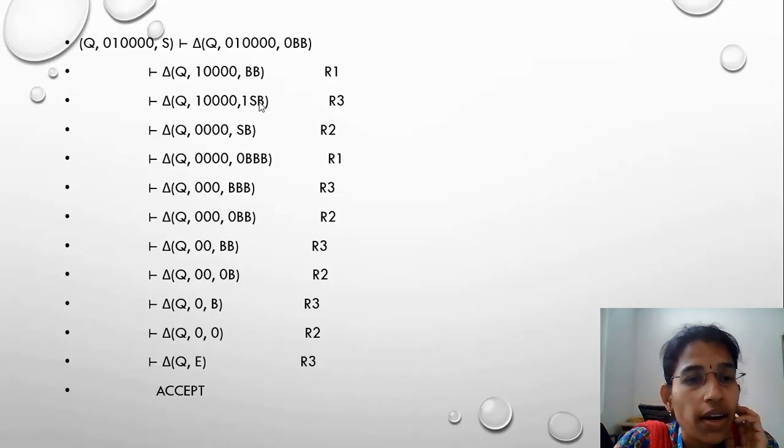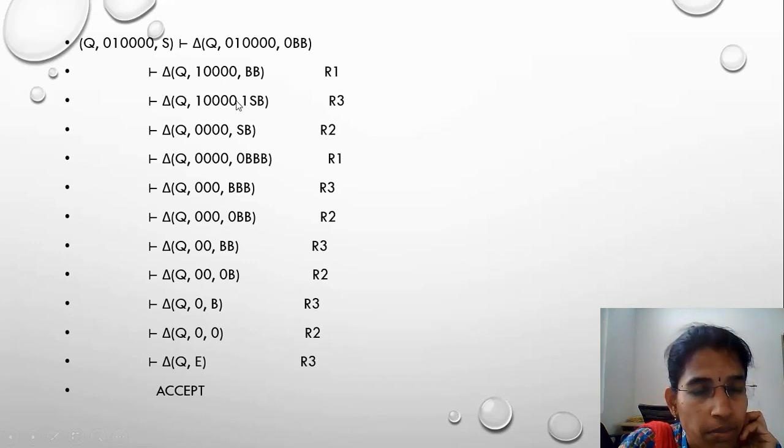Next, both the input symbol and the stack symbol are 1, so the 1 is popped. Both stack and input symbols are the same, so you can pop the element. The remaining input is 0 0 0 0. The remaining stack symbols are S B. Again you apply the S rule, 0BB, rule number 1. So S is converted into 0BB.